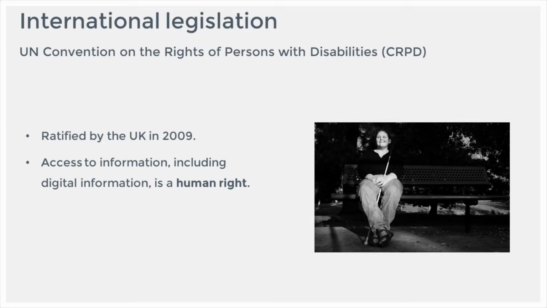One of the most important pieces of legislation that you need to be aware of is the United Nations Convention on the Rights of Persons with Disabilities. This was ratified by the UK in 2009 and is extremely significant because it is the legislation which defines that access to all information, and this is very important for us, including digital information, is a basic human right. Effectively, what it means is that if we do not make our digital resources, including e-learning, accessible, we are denying our learners their human rights.